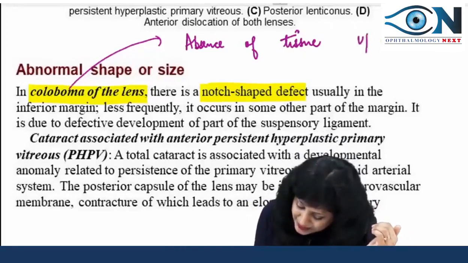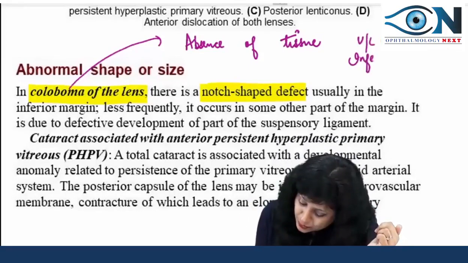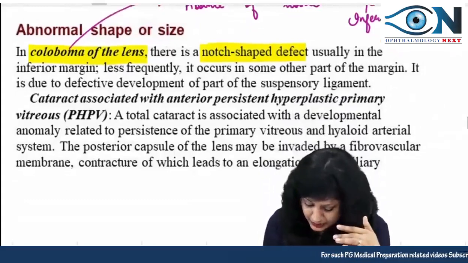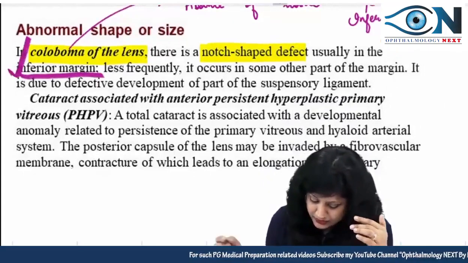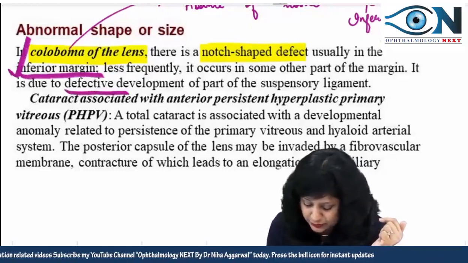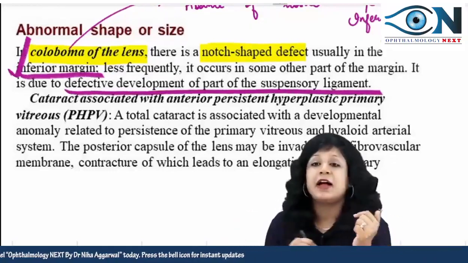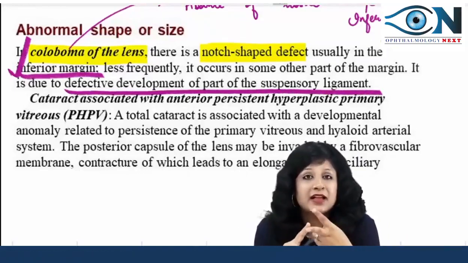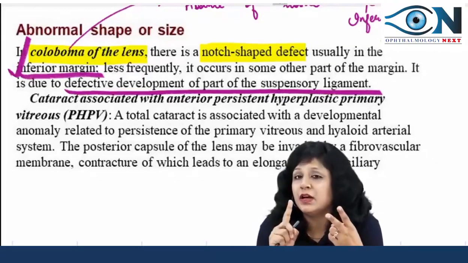Usually it is unilateral and they are more common on the inferior side. They are unilateral and more common on the inferior side. So see here, the inferior margin, it's more common. Less frequently it can occur in some other part, and it is due to the defective development of the suspensory ligaments. So always remember two things: the colobomas are more common on the inferior side and they are usually unilateral.